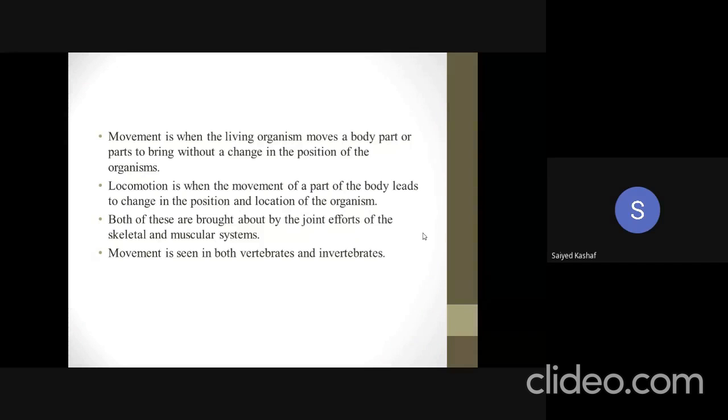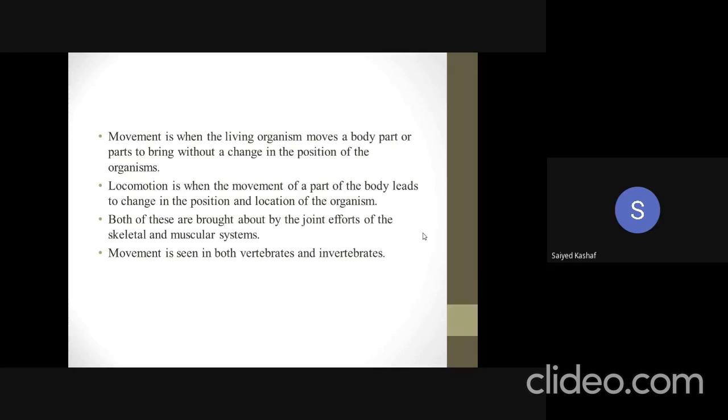Whereas locomotion is when a change in the position and the location occurs by the organism. Means when I change the posture by sitting in a confined area, that is known as movement. If I'm moving my head or neck and changing my posture through my hands and limbs, those are movements. But when I change my position from one place to another, that is known as locomotion.